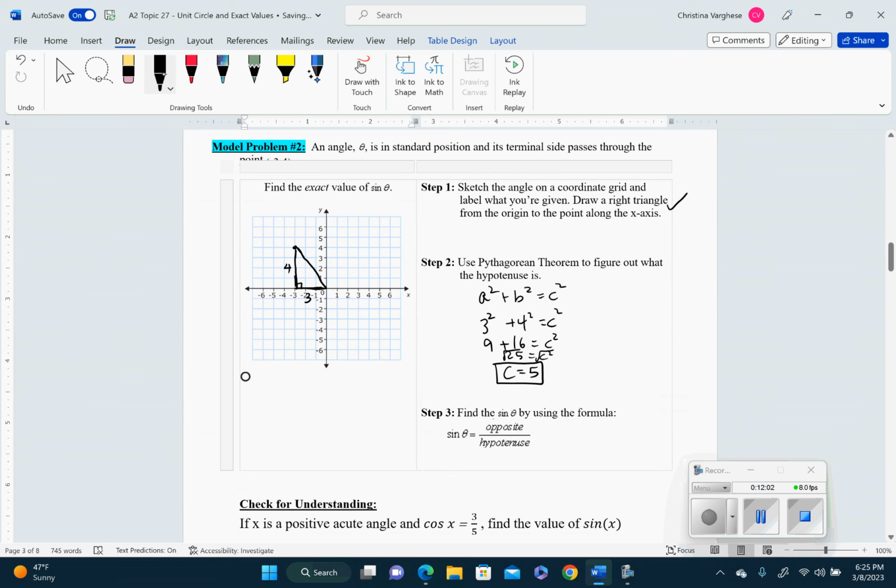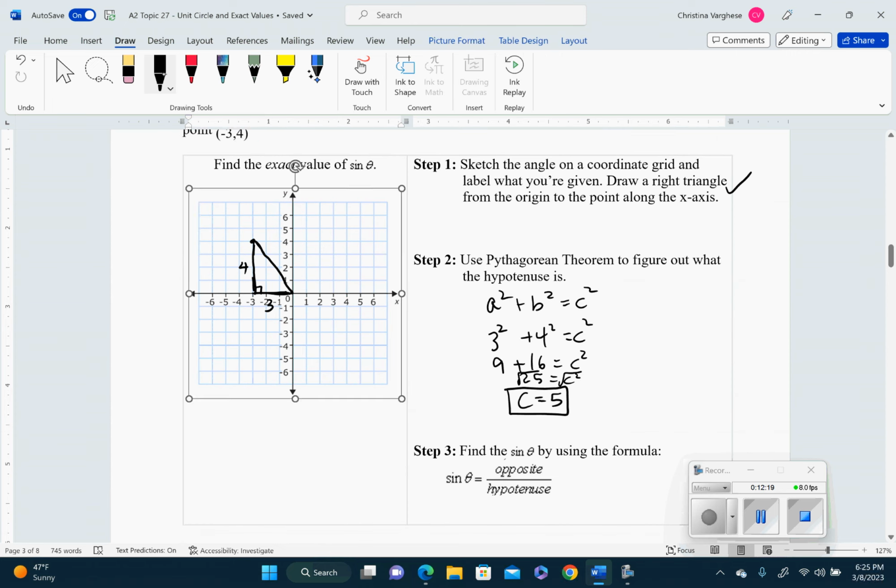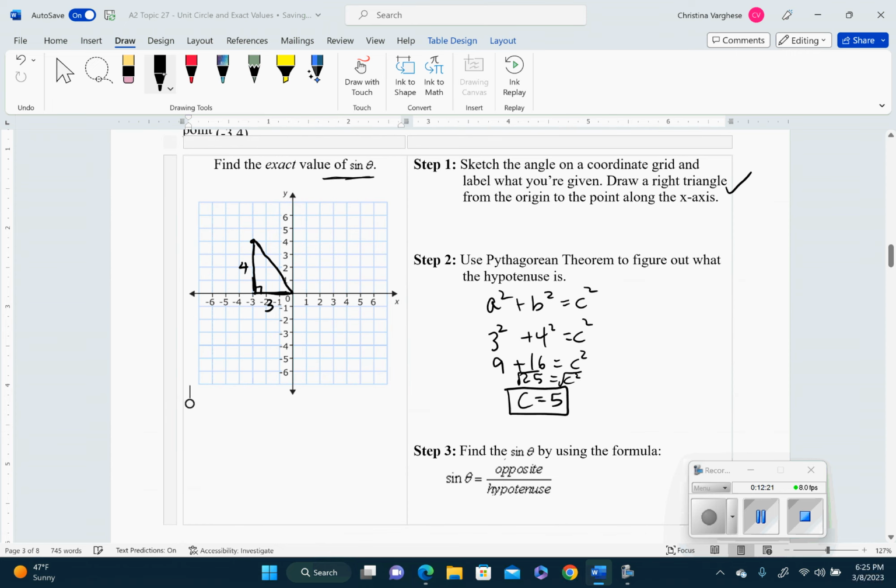Now, what we're doing next is we're going to go ahead and find the sine of this angle, okay? So we're going to find the sine of the angle. So let's do that. Find the exact value, right? Because that's what the question says. Find the exact value of the sine of theta.